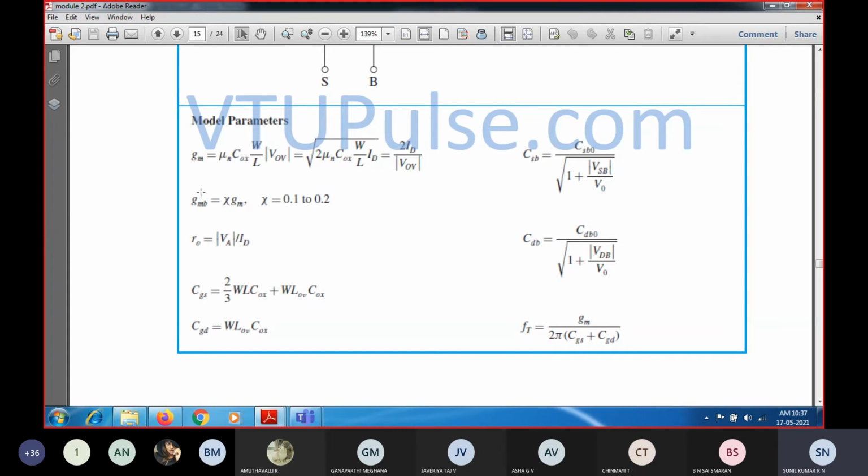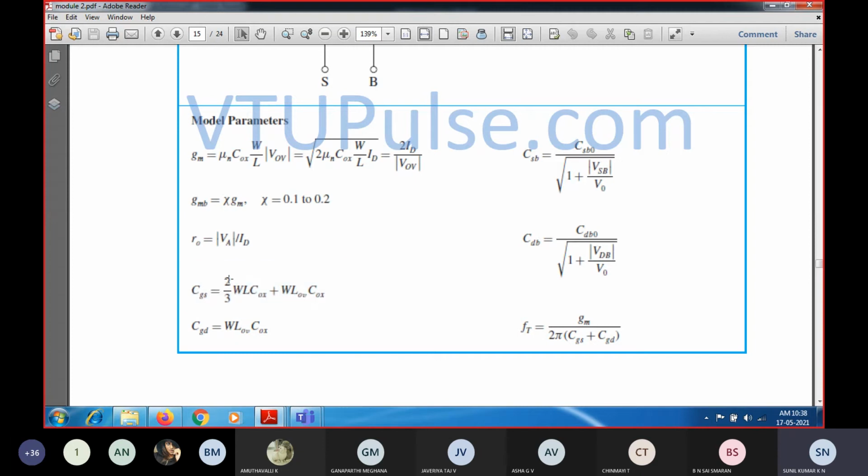And how the body transconductance as well as the normal transconductance are related. So gmb will be equal to chi times gm. Chi can range between 0.1 to 0.3, or 0.1 to 0.2. So you're going to have a relation between the body transconductance and the transconductance. And this is a finite resistance which you're going to calculate: r0 is given by the Early voltage VA divided by ID.